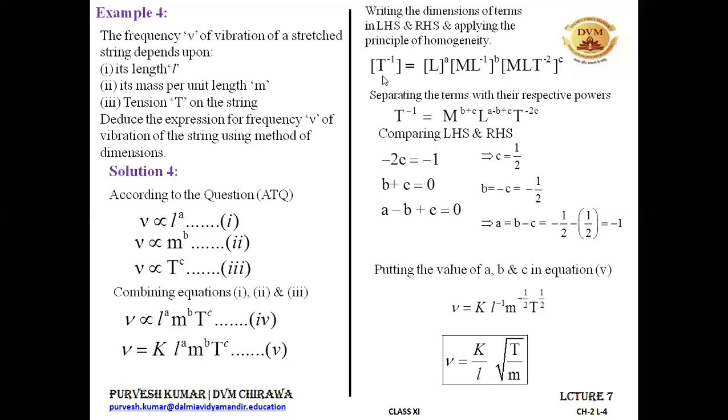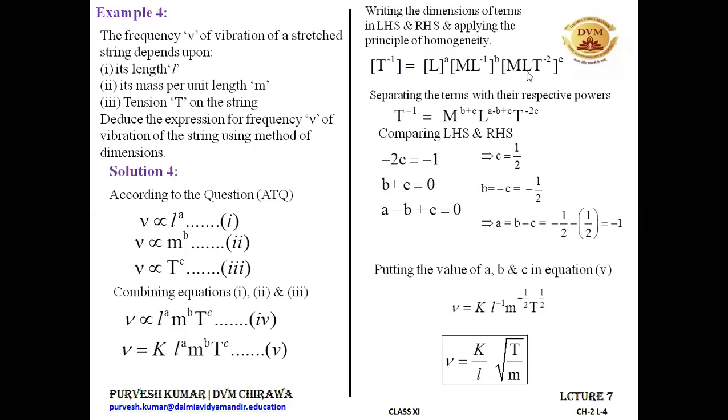So in this, we have to see the powers of the quantities that are involved in the left hand side and the powers of the quantities that are involved towards the right hand side. This is having L to the power A, and now when you solve this, it will become M to the power B and L to the power minus B. All right, you can solve it, and when you solve this, it becomes M to the power C, L to the power C, and T to the power minus 2C.